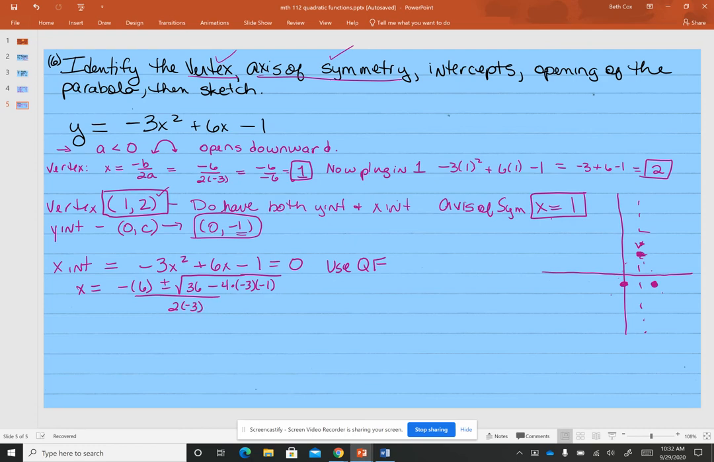Now there's a lot of negatives in here, so I really need to think this through before I jump in. So this is going to be 36 minus 12. I've got 3 negatives there, a -4, a -3, a -1, all going to produce a negative. So I'm going to get 36 minus 12, which is 24, and that's going to give me 2 square roots of 6. So I have -6 plus or minus 2 square roots of 6 over -6.